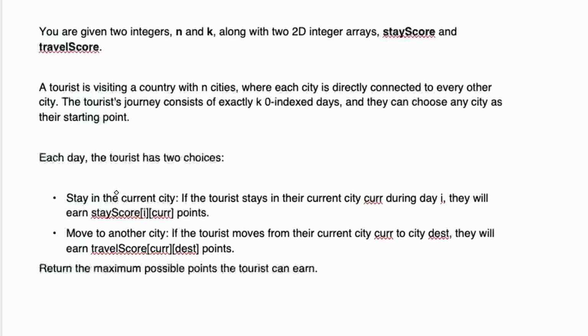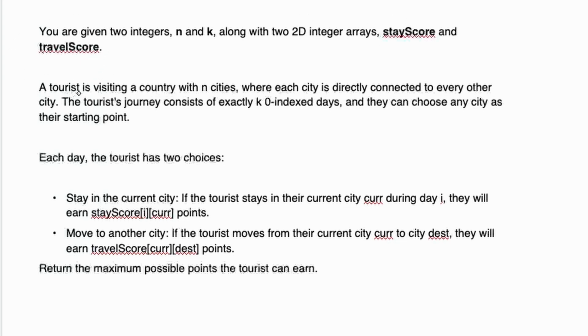Today we're looking at the problem maximum points tourists can earn, which was question 3 in Biweekly contest 142. The question reads that we're given two integers, n and k, and we're also given two 2D integer arrays, stay score and travel score.